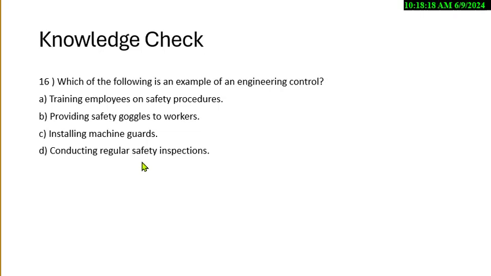Which of the following is an example of an engineering control? A, training employees on safety procedures. B, providing safety goggles to workers. C, installing machine guards. D, conducting regular safety inspections. The answer is C, install the machine guards. That's an engineering control. The other ones, training is always administrative. PPE is goggles. And regular inspections, those are administrative controls.